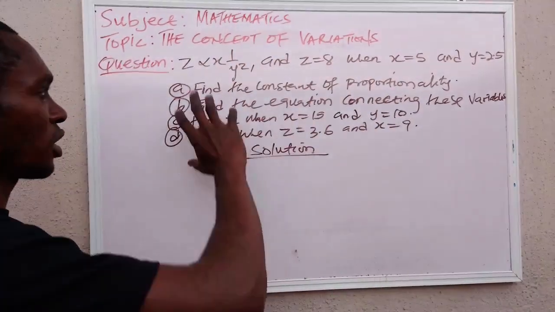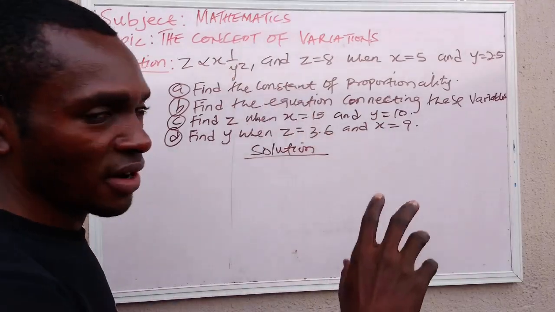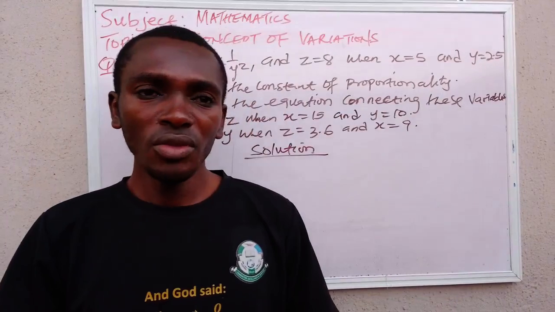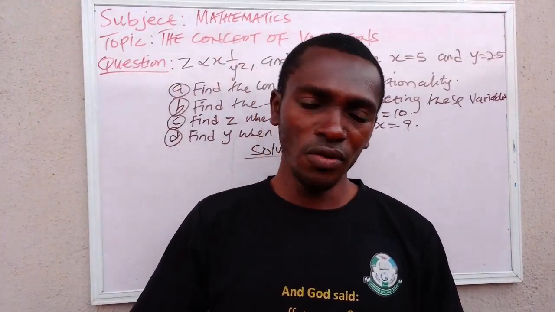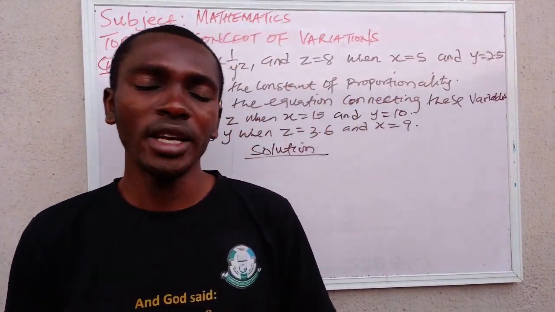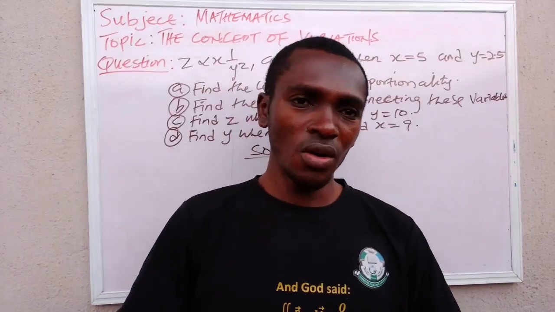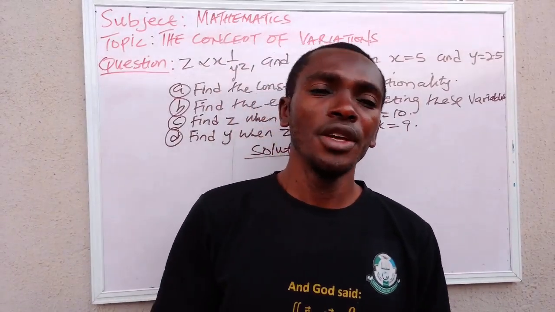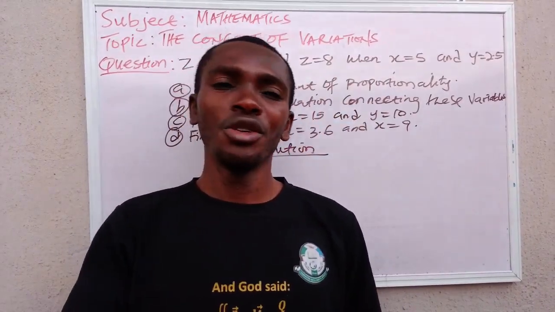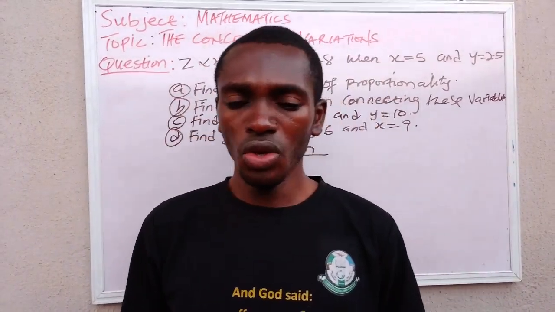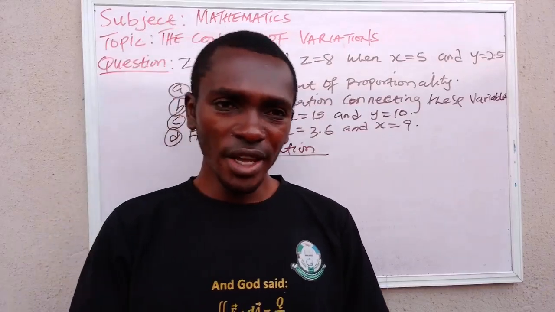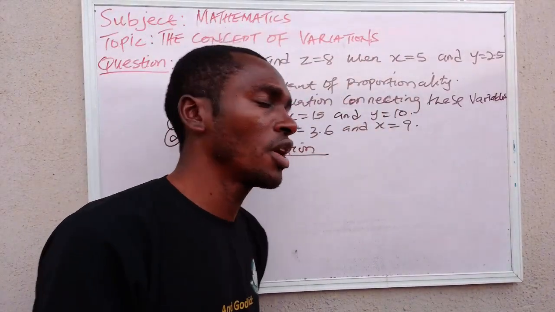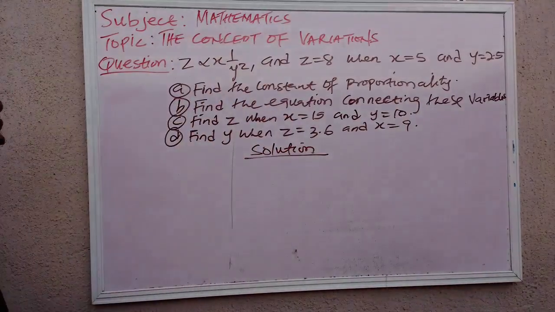Now, we took time to explain this. I said if you have a question of variation, don't forget, you must always introduce a constant, and then find a formula connecting every term in the question. Then you find the value of the constant and replace it back into the equation you formed, and that will be what you will use to solve any other question. So we have this on the board.